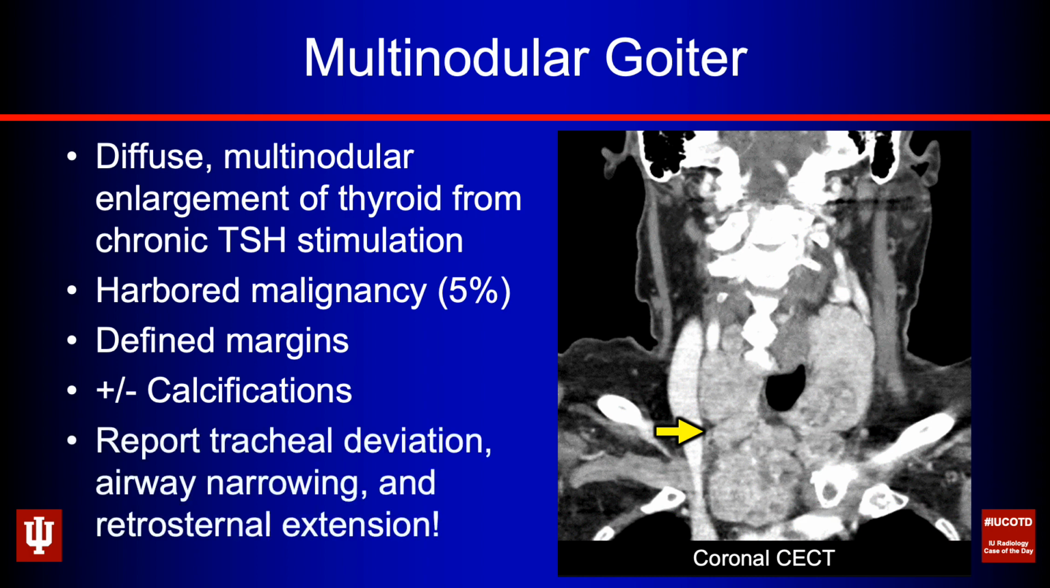But things that you really need to be looking for and reporting in your reports are, what's it doing to the trachea? Is it causing airway narrowing? Is it displacing it? Just how bad is that narrowing getting? Is it over a short segment or a long segment? And then also report whether or not there is retrosternal extension.